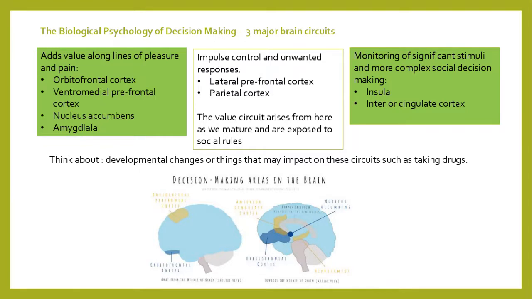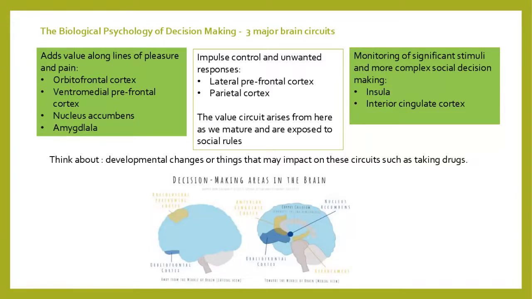The first brain circuit really looks along the lines of pleasure and pain. Those are the areas of the brain that come into effect: the orbital frontal cortex, the ventromedial prefrontal cortex, and really these are just names at this point, the nucleus accumbens and the amygdala. I never know how to say that. I hate that word. It's a nice word, but I don't like saying it. So that is one of the brain circuitry areas.